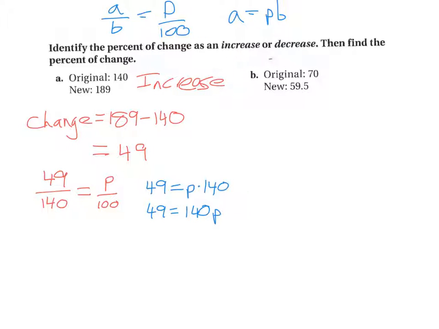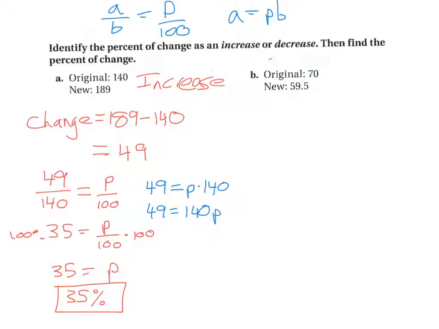So I can do 49 divided by 140. That gives me 0.35 equals P over 100. And now I can multiply both sides by 100 to get rid of that denominator. And 0.35 times 100 is 35 equals P. So my answer is 35%. That was the percent increase. Positive 35% was the percent change, okay?